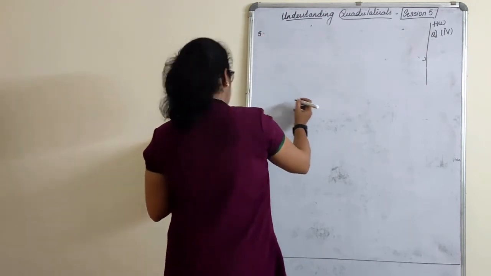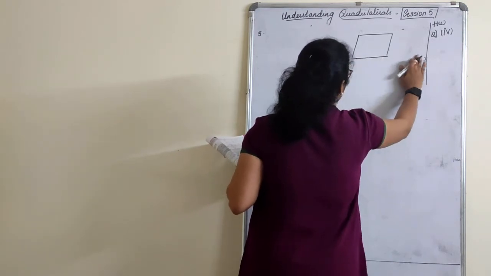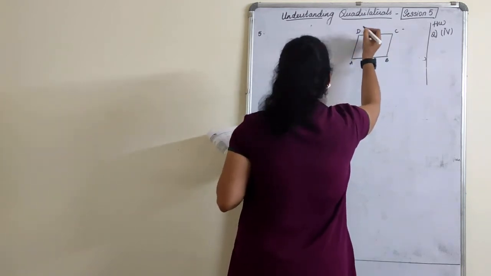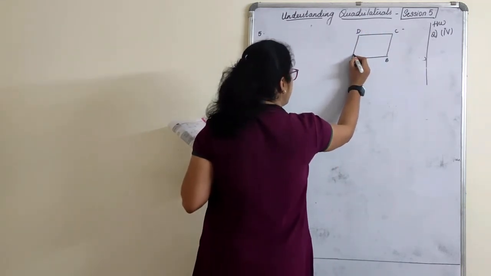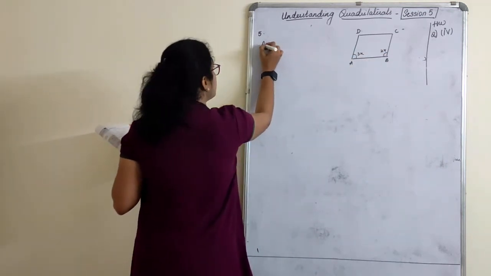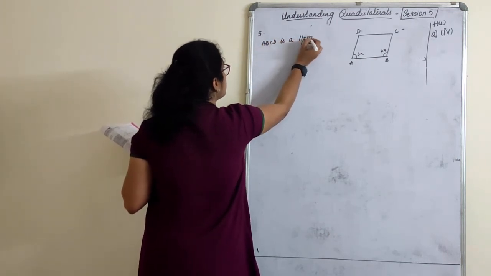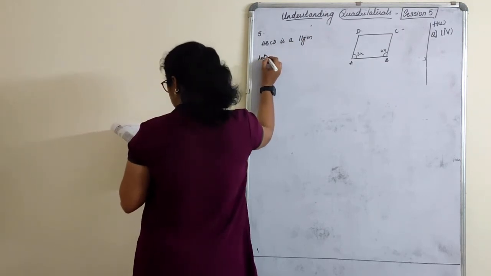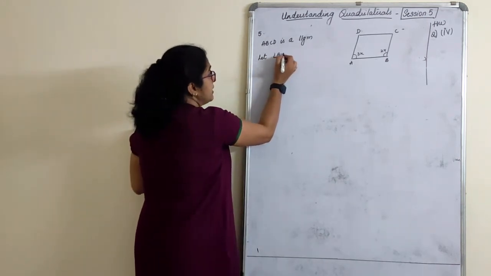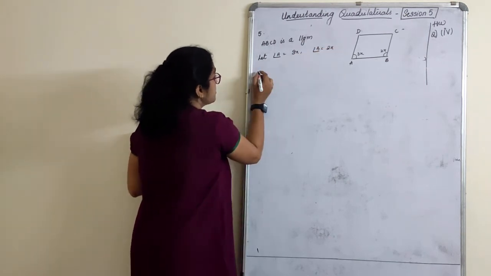The measure of two adjacent angles of a parallelogram. Whenever a question is addressing some diagram, a parallelogram or quadrilateral, whatever, please draw it. The adjacent angles are in the ratio 3:2, so 3x and 2x. First of all, I will write ABCD is a parallelogram. Let adjacent angles be in the ratio 3:2. Find the measure of each angle of the parallelogram. Let angle A be 3x and angle B be 2x.